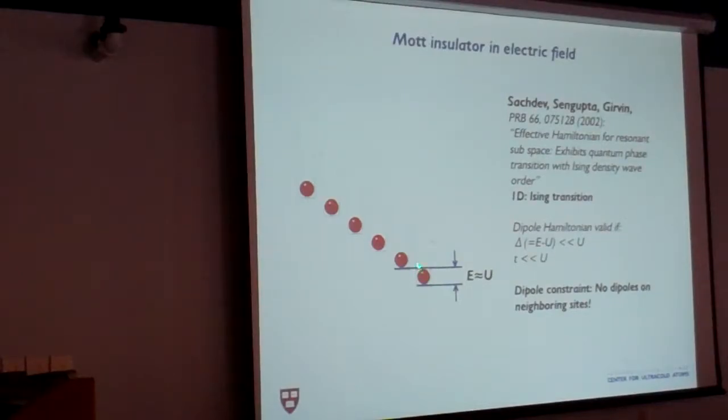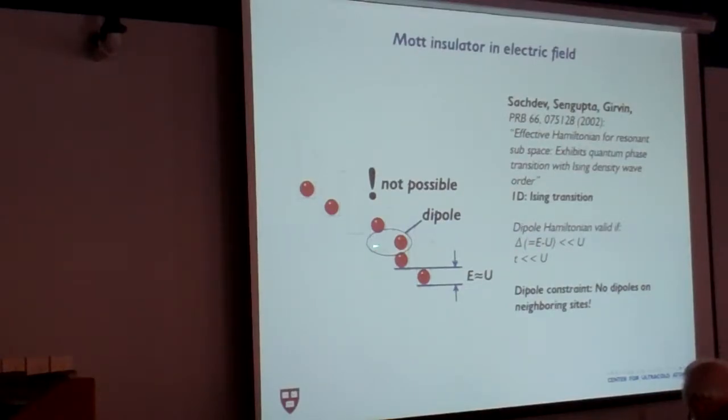What happens if you do this with a tilt that's equal to the on-site interaction? What can happen now? What do you think? Could the atoms tunnel? Yeah, they can, right? Because this is the same energy now, so it's totally energetically allowed to tunnel here. Why not? Okay. So this atom can tunnel. Each atom can tunnel. This atom can tunnel. This atom can tunnel. Okay.